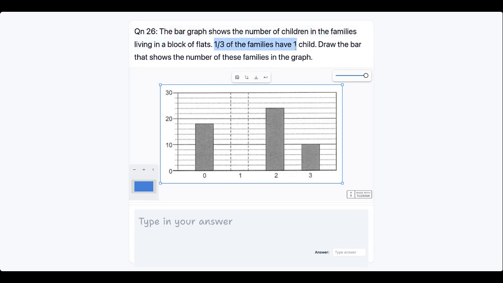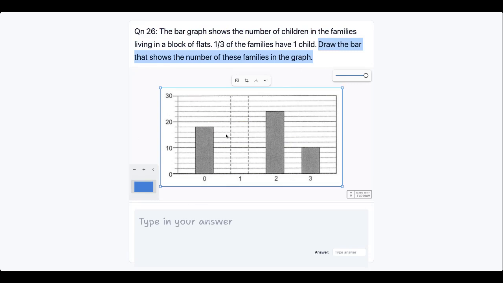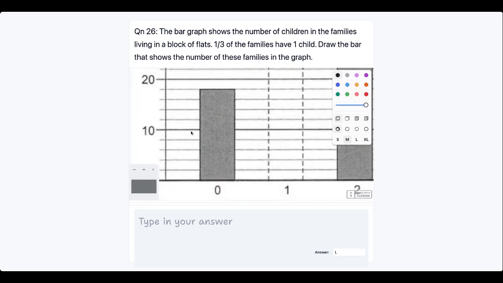One third of the families have one child. Draw the bar to show the number of families in the graph. Okay, so we can draw, but I also put the answer of how many people there are with one child. Okay, so let's measure the number of gaps over here.